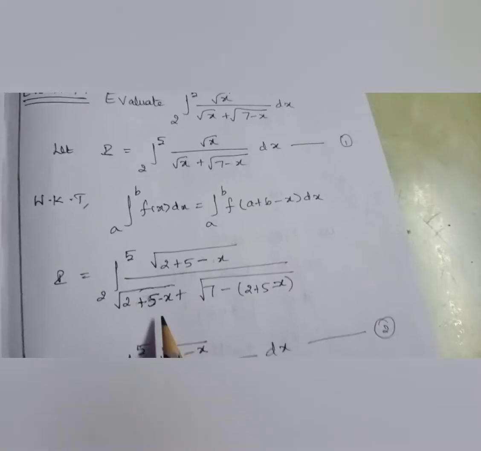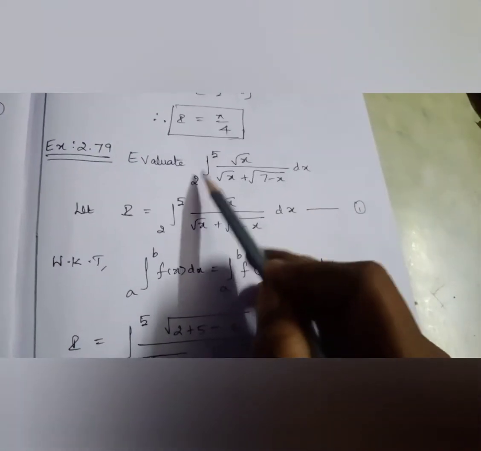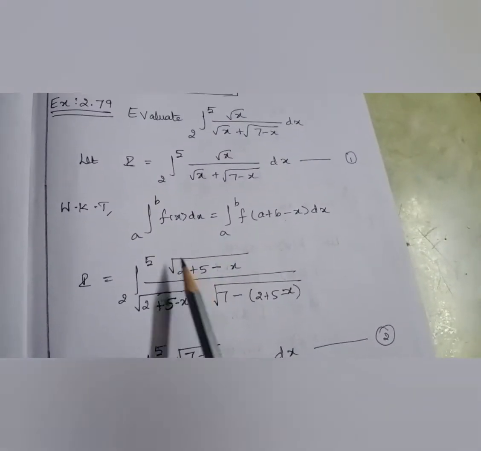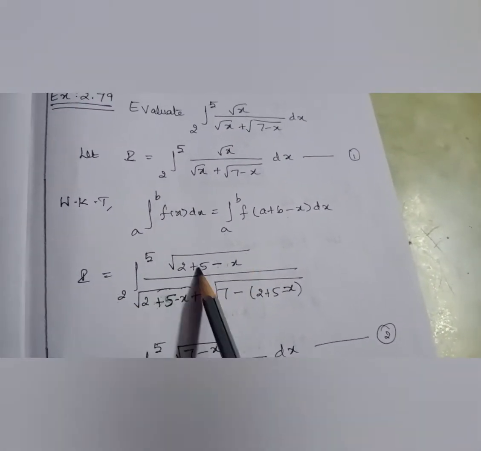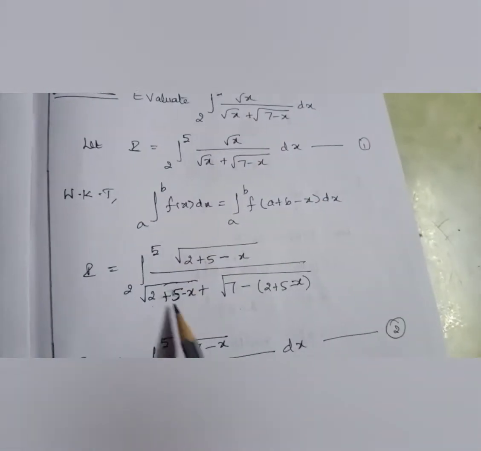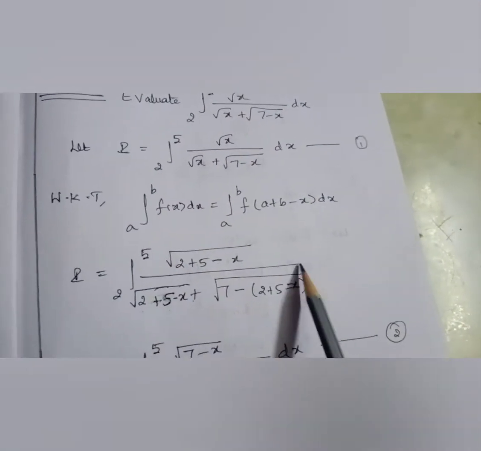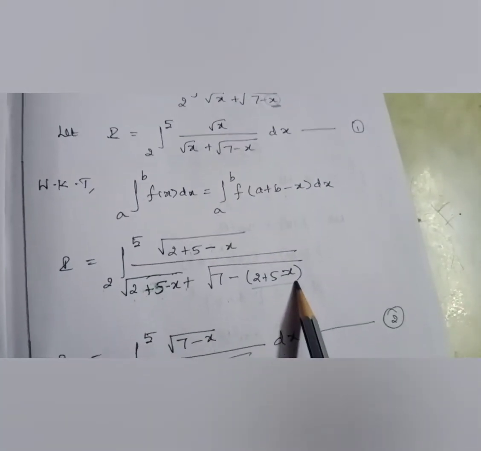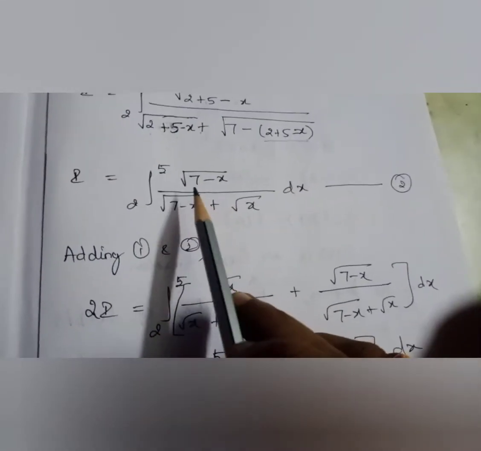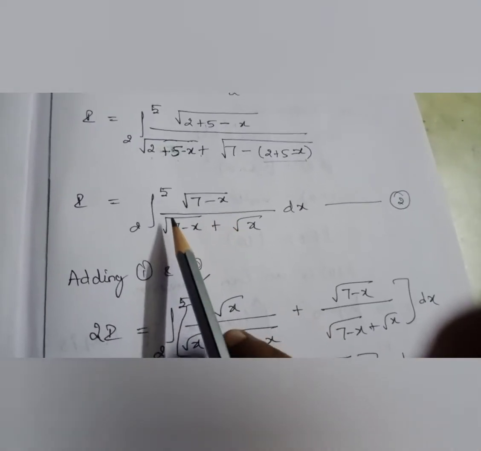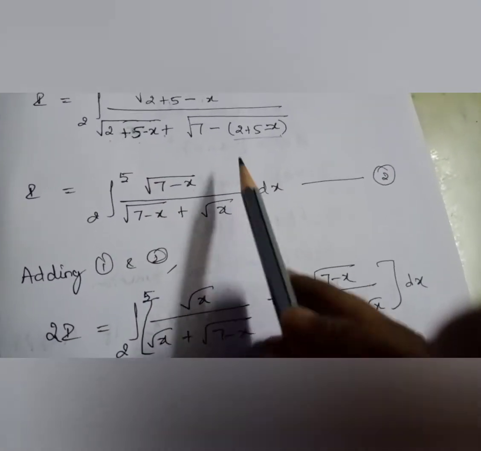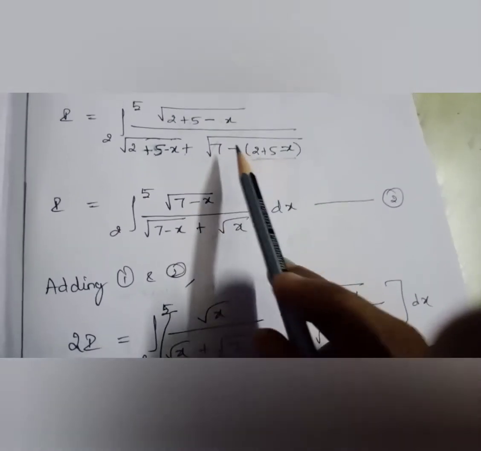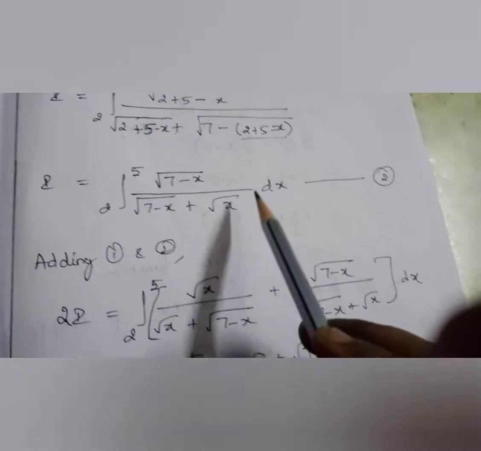Seventh property: a to b f of a plus b minus x. So what am I going to do? What is my a here? 2. What is my b here? 5. So wherever x is there, I will replace it by a plus b minus x, that is 2 plus 5 minus x, and here also x is there, so 2 plus 5 minus x, and here root of 7 minus x. So in the place of x, I will make it 2 plus 5 minus x. So what happens here, next step: root of 7 minus x divided by 2 plus 5 is 7, so 7 minus x, plus here already 5 plus 2 is 7, so 7 and 7 will get cancelled, so minus into minus will become root of x. Okay, so name this as 2.